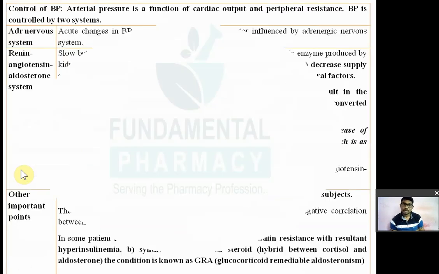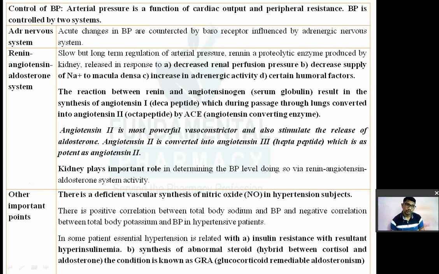Okay, you can see again here, control of blood pressure. How is blood pressure normally controlled in the body? Arterial pressure is a function of cardiac output and peripheral resistance. So what is blood pressure? Blood pressure is equal to cardiac output into peripheral resistance. It is the formula for blood pressure. So the more the cardiac output increases, the more the blood pressure increases; the more the peripheral resistance increases, the more the blood pressure increases. Because blood pressure is a product of your cardiac output and peripheral resistance.